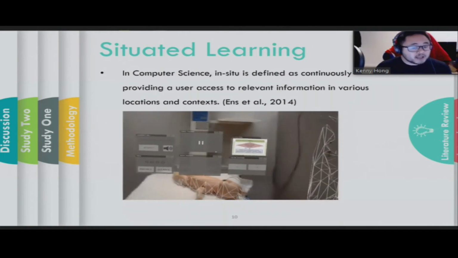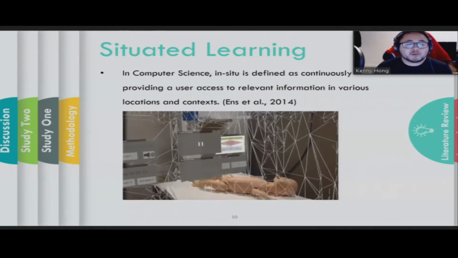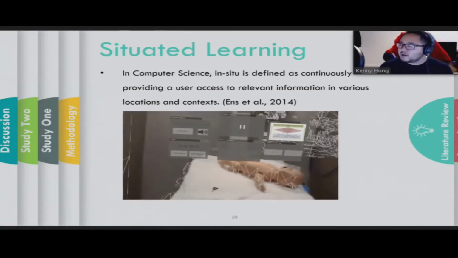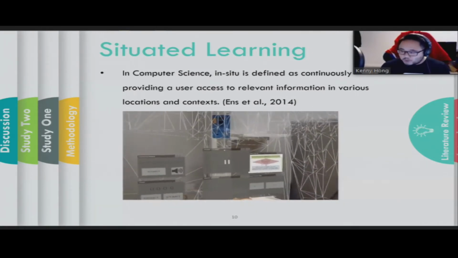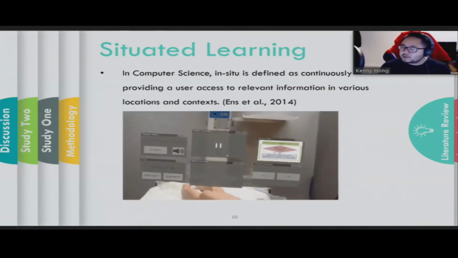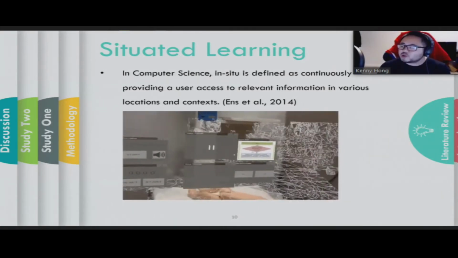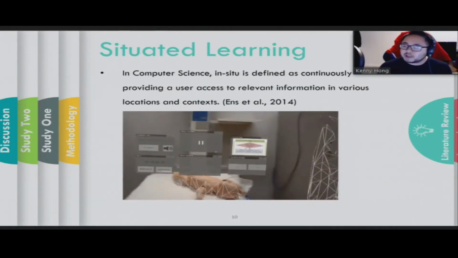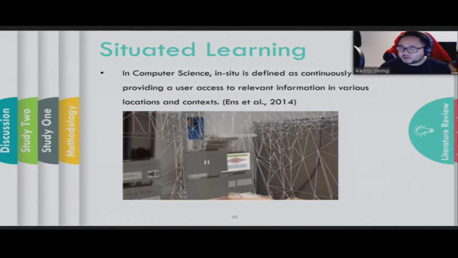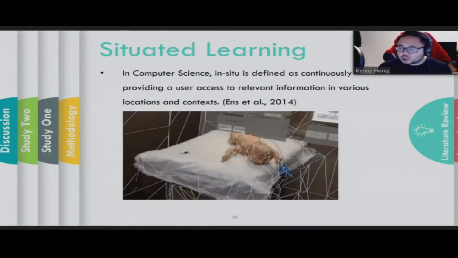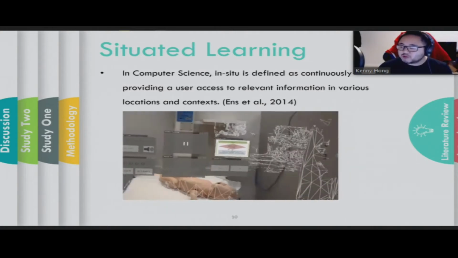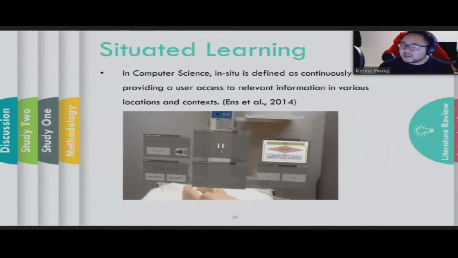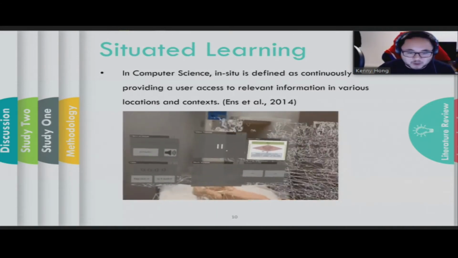In computer science, in situ is defined as continuously providing a user access to relevant information in various locations and contexts. This research will be looking at different forms of providing feedback to users while they are training. We provide users with relevant information on their performance in real time while using equipment that is commonly used in PPV and hospitals. However, users will not be trained in real scenarios with real newborns for this work. In situ will be in the context of computer science for this presentation.